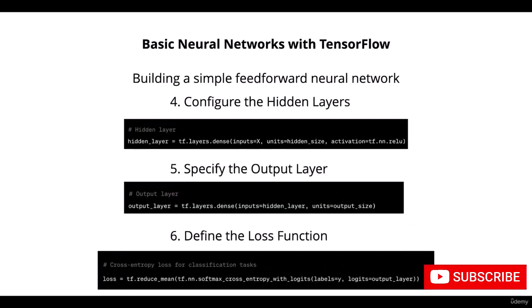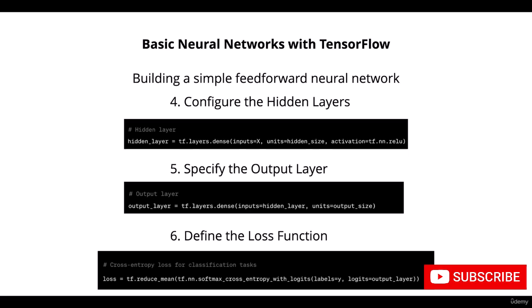Step number 4 is configure the hidden layers. Define the hidden layers of your neural network, specifying the number of neurons and the activation function for each layer. You can do that by saying hidden_layer equal to tf.layers.dense, inputs equal to X, units equal to hidden_size, and activation is tf.nn.relu.